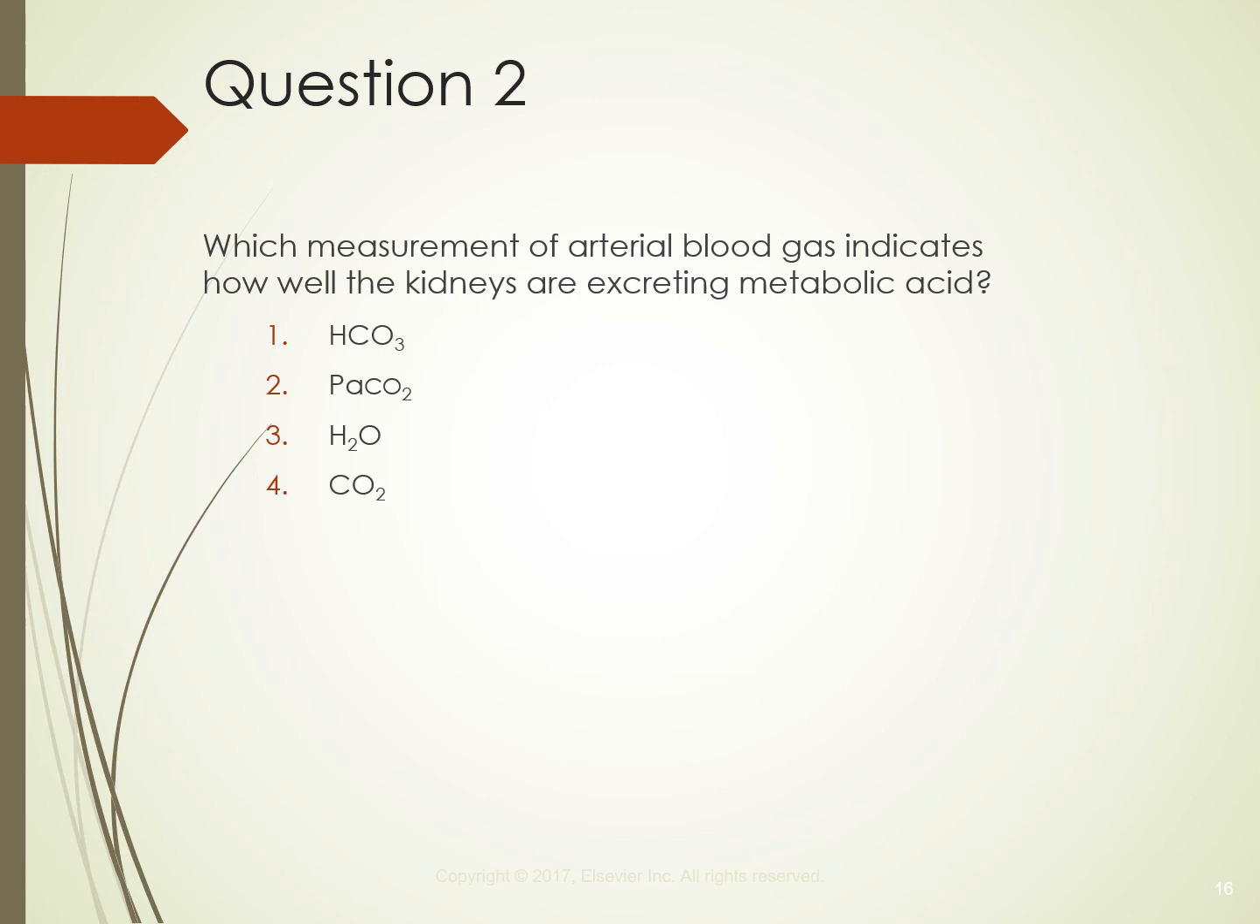Question 2: which measurement of arterial blood gas indicates how well the kidneys are excreting metabolic acid? In this question, the answer should be bicarb. The serum bicarb concentration indicates how well the kidneys are excreting the metabolic acid.